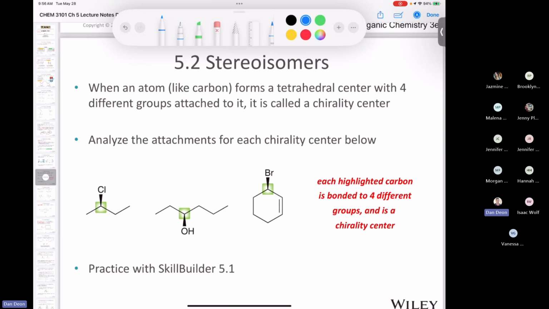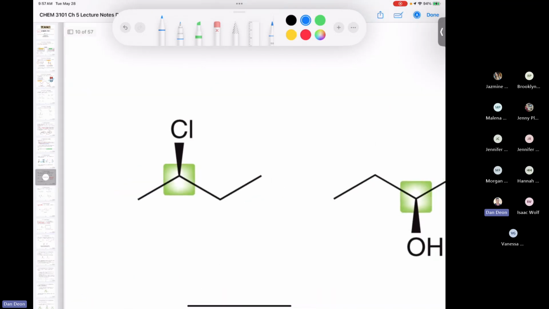How do you recognize when an atom is chiral? It says here, when an atom like carbon forms a tetrahedral center, meaning it's sp3 hybridized, and it's attached to four different groups, not atoms, four different groups, we call it a chirality center.